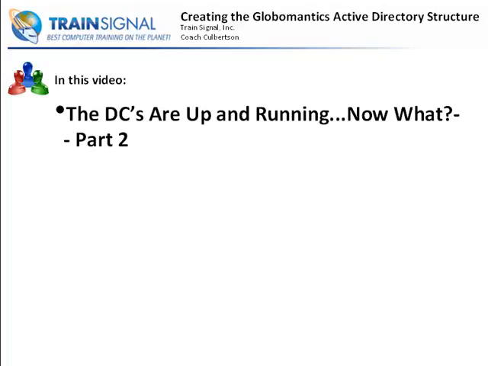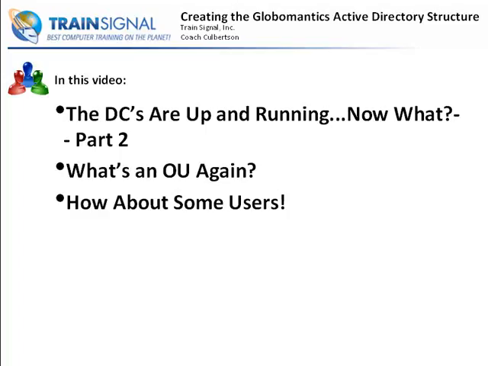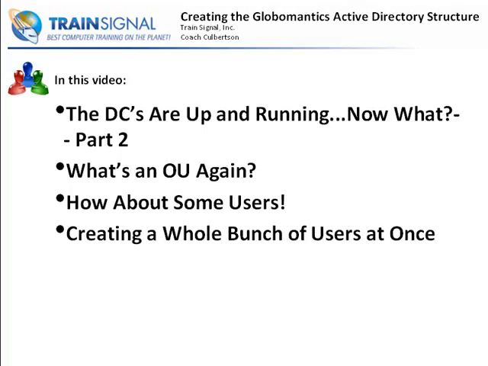We're going to start off with a kind of a part two of the DCs are up and running, and I want to talk with you about what our next steps are, which are going to be basically creating stuff in our Active Directory. We're going to start off with OUs, also known as organizational units, and then talk about how to create user accounts. And I'm going to talk with you about the long way and then a shorter way. Then I'm going to talk with you about how you can create a whole bunch of users at once. I mean, literally thousands of users if you need to.